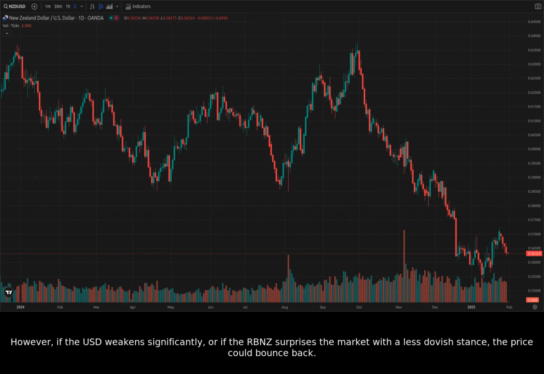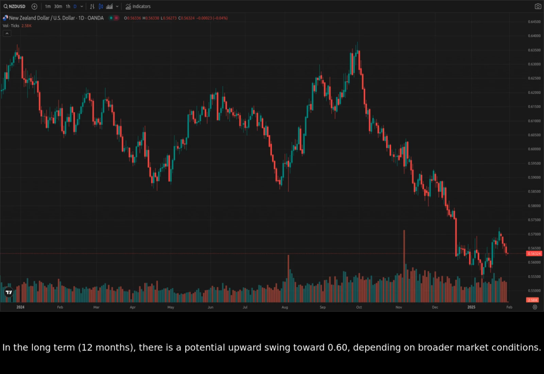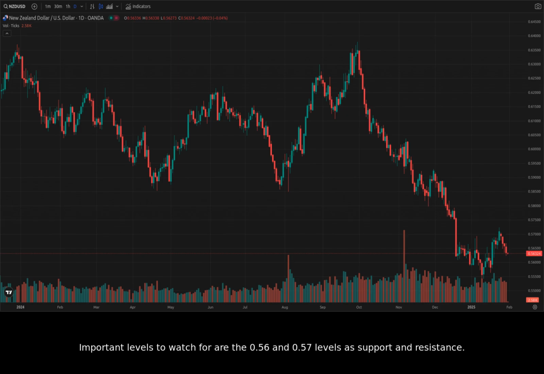However, if the USD weakens significantly, or if the RBNZ surprises the market with a less dovish stance, the price could bounce back. In the long term, 12 months, there is a potential upward swing towards 0.60, depending on broader market conditions. Important levels to watch for are the 0.56 and 0.57 levels as support and resistance.